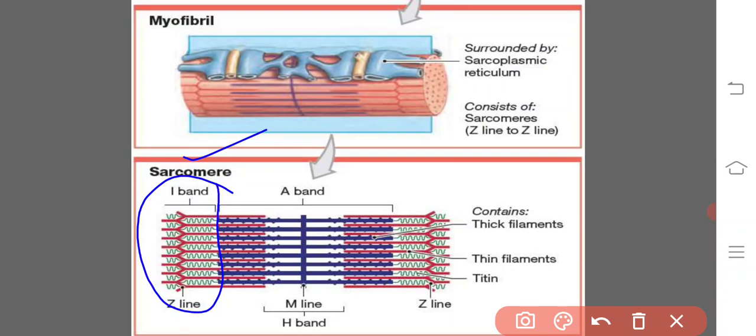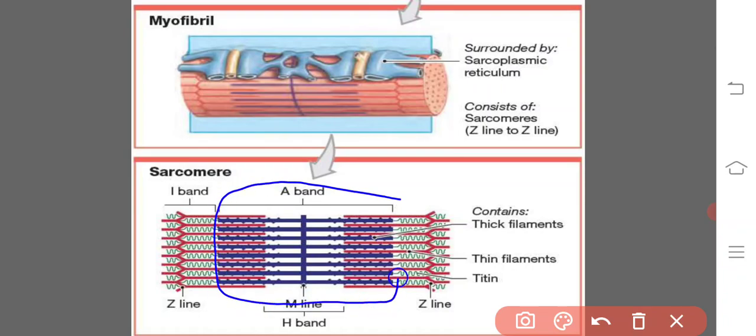It's made up of the actin filaments. These actin filaments move inside to the A band, right? Then the darker middle part of the sarcomere is the A band, which extends the entire length of the thick filaments.